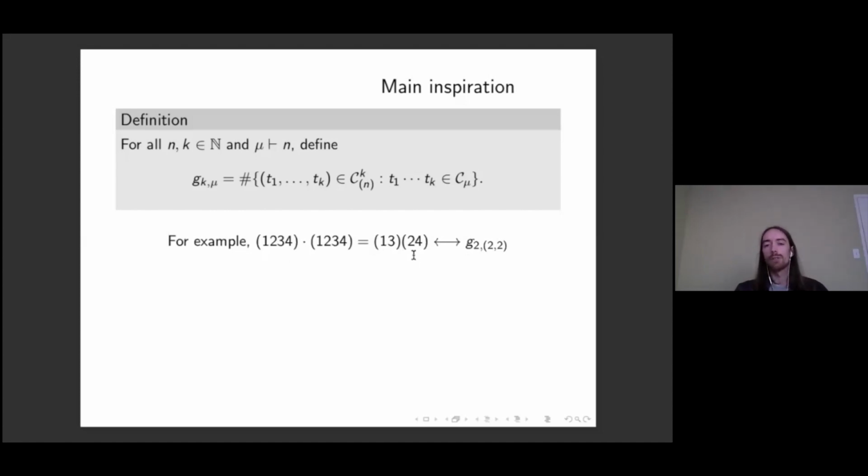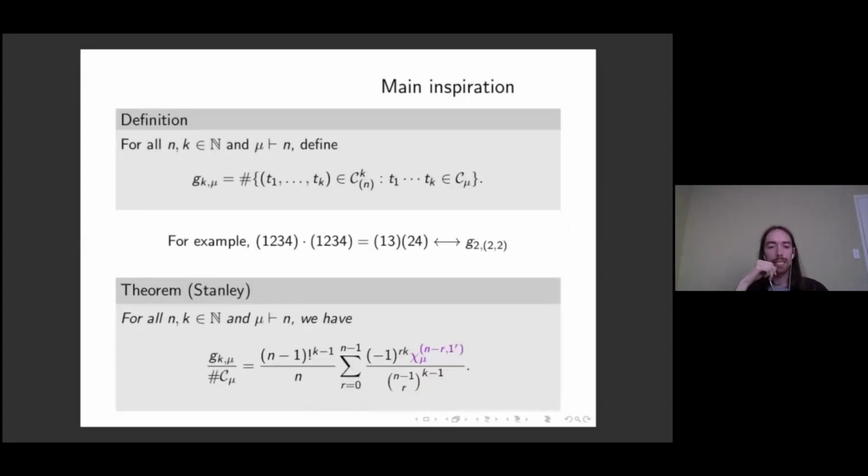So it's two cycles. So this factorization here corresponds to something counted by, or it is counted by this G2 of 2 number. So I'm taking 2 n cycles and I'm getting something of cycle type 2. So the theorem coming from Stanley in like 1981, I think, gives a formula for this.